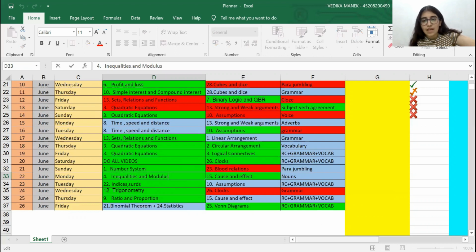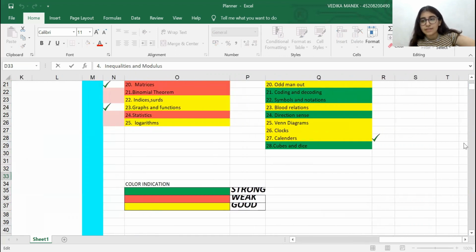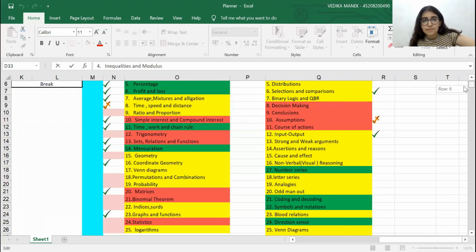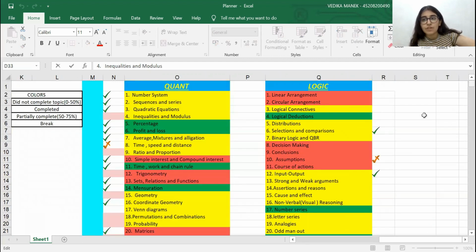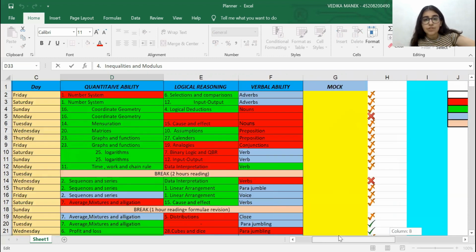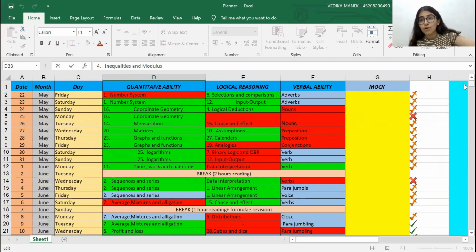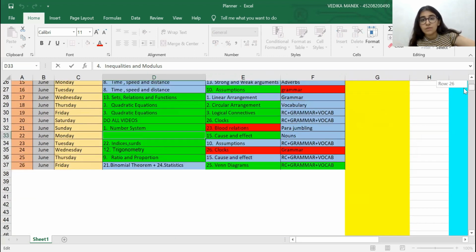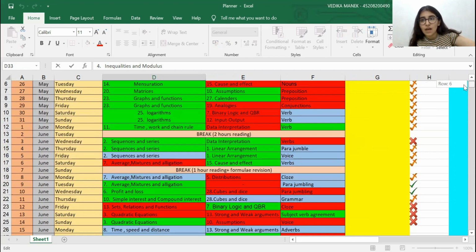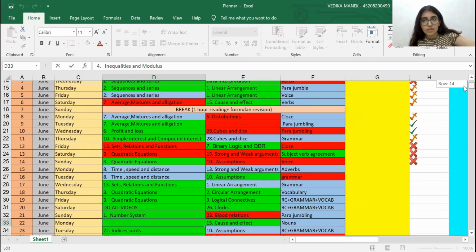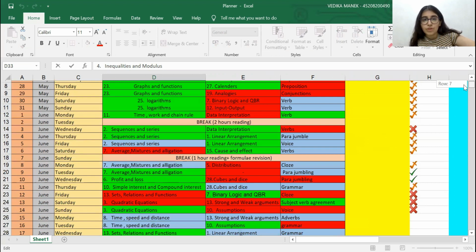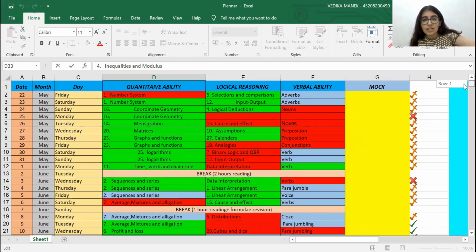If you know, for example, that you're very strong at percentage, profit loss, then ideally in your revision you shouldn't include it again if you're falling short of time, which I think you guys are at that disadvantage. So you can plan it accordingly and work smartly.